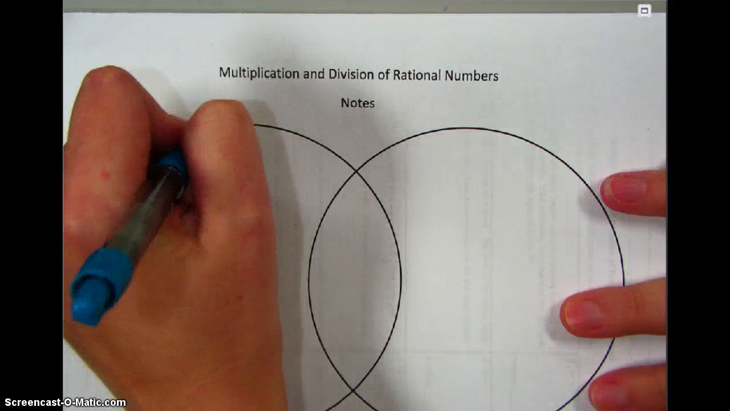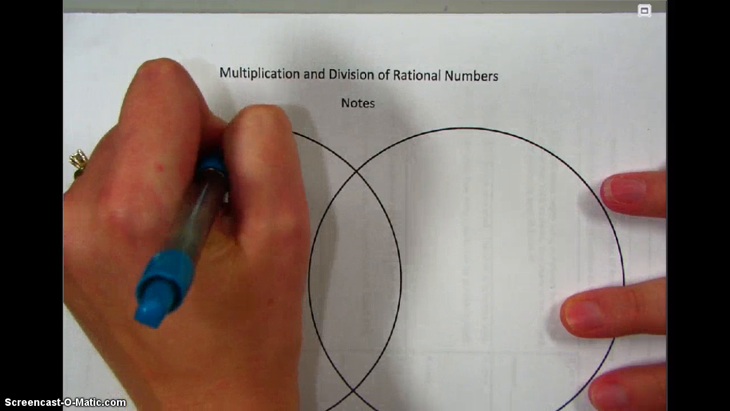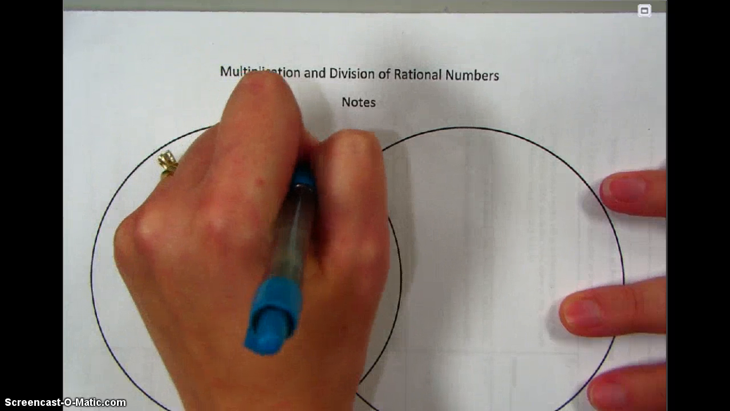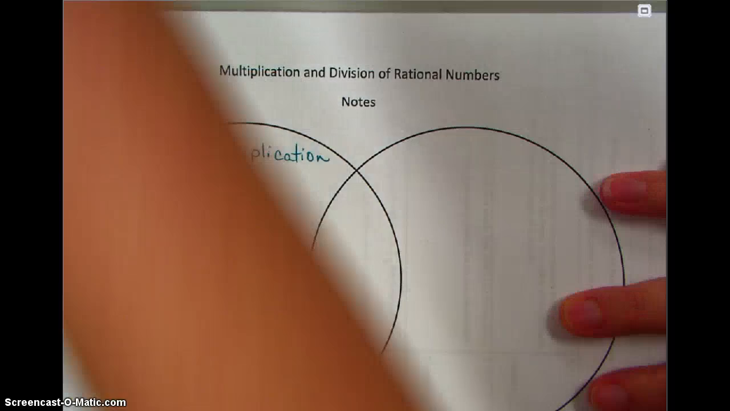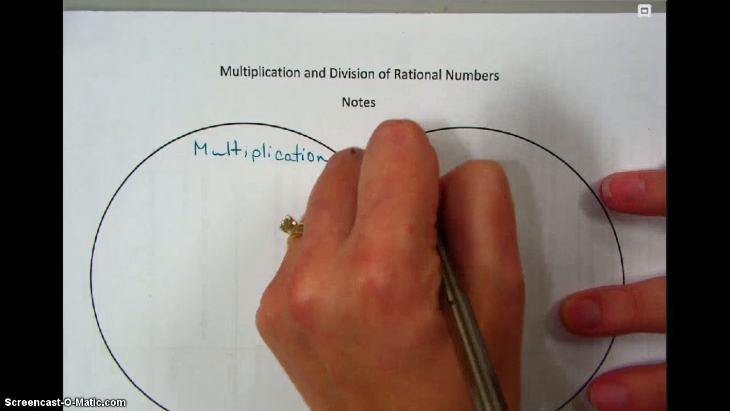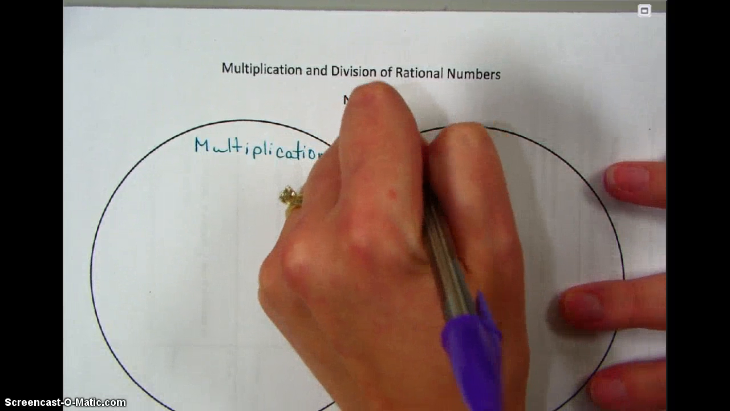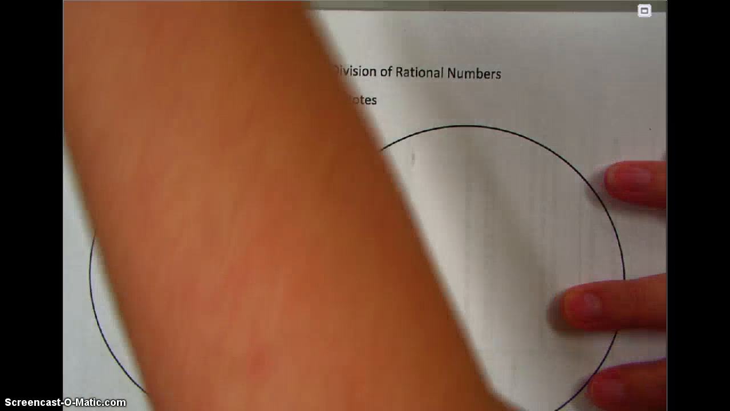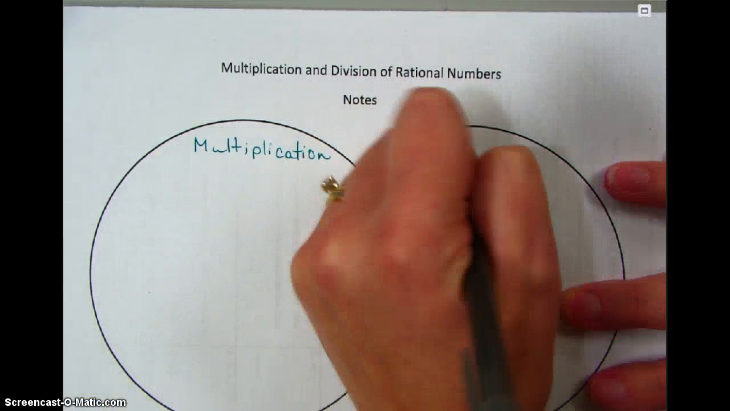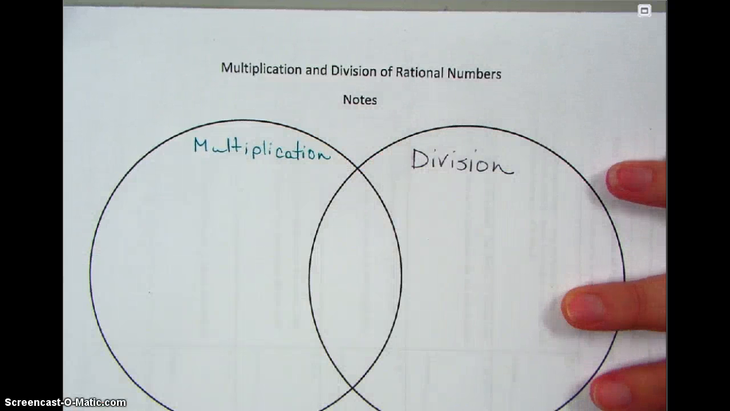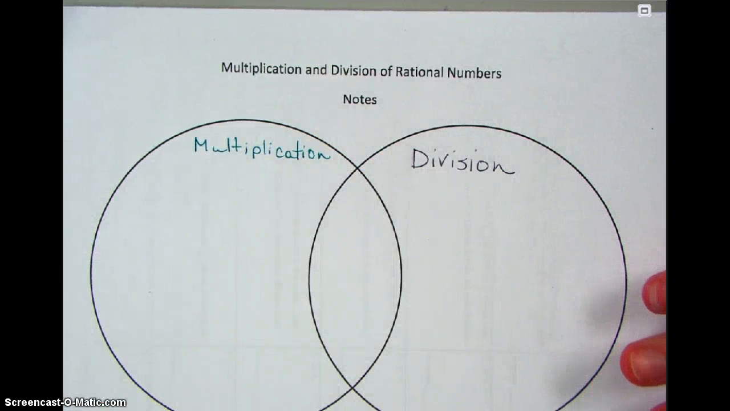We're going to say multiplication is on the left, and division is on the right. And I'm going to use a different color so we can separate this out. Never mind. We will use black.